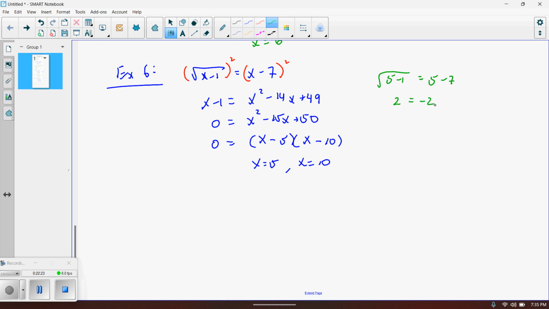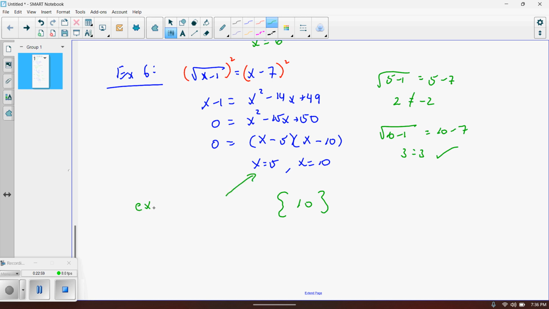Okay, that's a problem. That does not work. So because that is not a true statement, x equals 5 does not work. If you plug in 10, you get 10 minus 1 under the root, 10 minus 7 on the right-hand side. 10 minus 1 is 9, so the square root of 9 is 3. And on the right-hand side, we also get 3. That one checks out. So your only solution to this is 10. x equals 5 is what is called an extraneous solution.